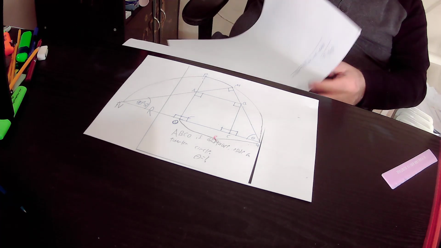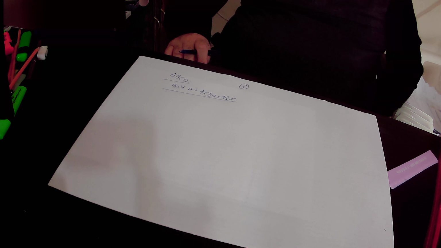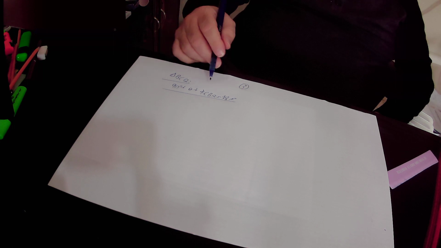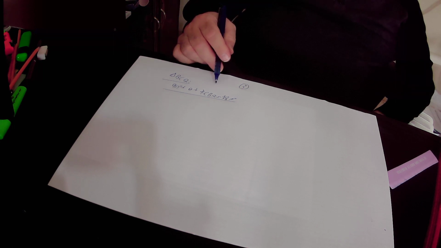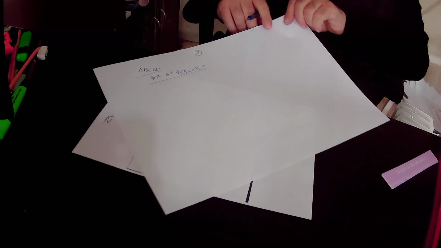I'll repeat again. In the right triangle BCQ, the sum of the angles must be equal to 180 degrees. So which angles do we have in triangle BCQ? We have one angle that is a right angle, we have angle theta, we have angle CBQ. In total, the sum of those three angles must be equal to 180 degrees. We will subtract 90 degrees from this equation.